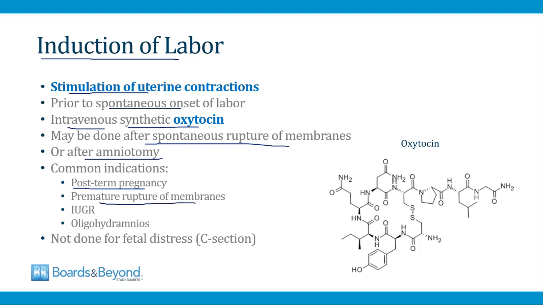We also often induce labor in women who have premature rupture of membranes. So if the membranes rupture but the woman hasn't entered labor, then we can induce labor with oxytocin. If there is intrauterine growth restriction or oligohydramnios, in both of these situations there can be risk to the baby, so often labor will be induced. Importantly, however, induction of labor is not done for fetal distress. When the baby is in distress, you have to do a C-section and get the baby out as quickly as possible. Induction of labor is only done when the baby is safe and stable, but there are elements like the things listed on this slide which make it dangerous for the pregnancy to continue.